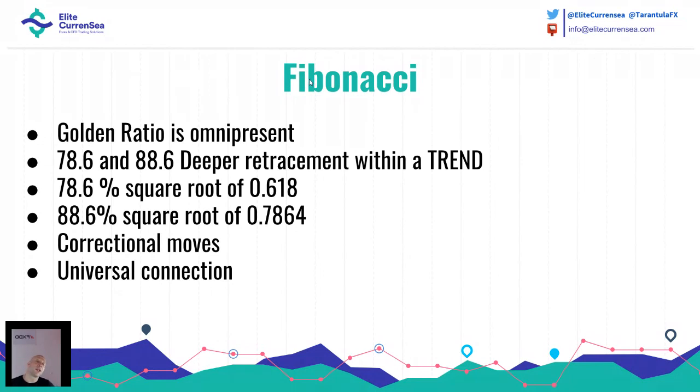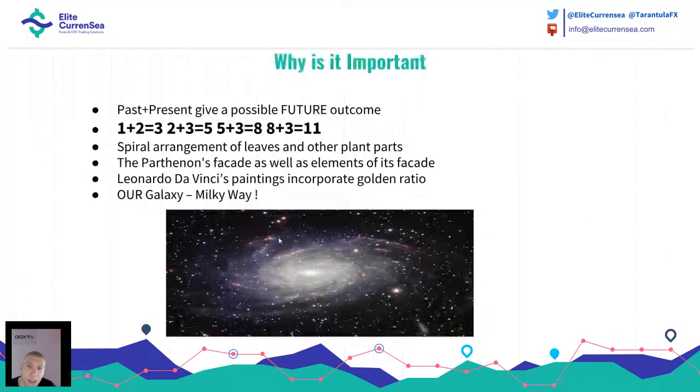There is a universal connection between all these numbers. For example, our Milky Way is 61.8. Again, the Milky Way is our galaxy where our solar system is, and when you take a look, it looks like a spiral, and it has 61.8 in it. Again, it's important because past and present will give you a possible future outcome.